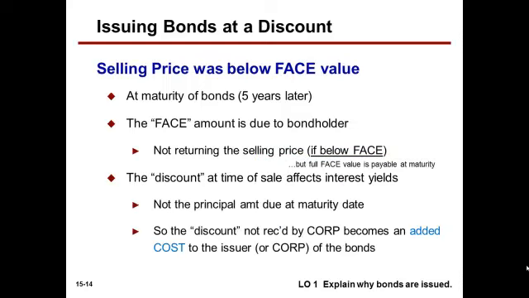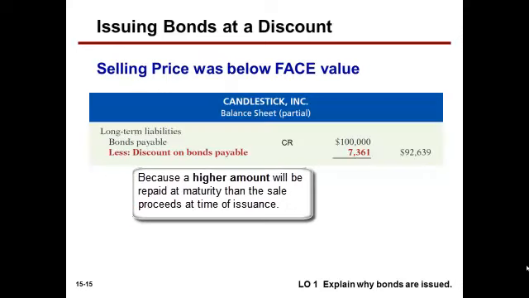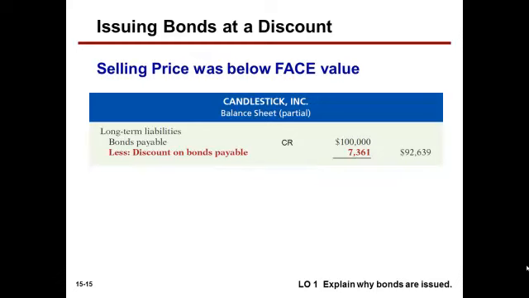This discount at time of sale affects interest yields. It does not affect the principal amount due at maturity date. So the discount not received by the corporation becomes an added cost to the issuer or corporation of the bonds. Again, let's look at the balance sheet presentation of the bond payable. Bonds payable at face value, $100,000, less discount on bonds payable, $7,361, for a net of $92,639.